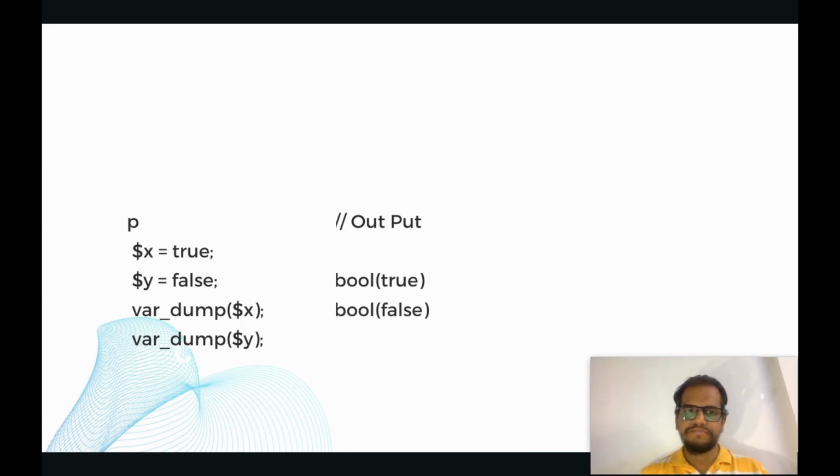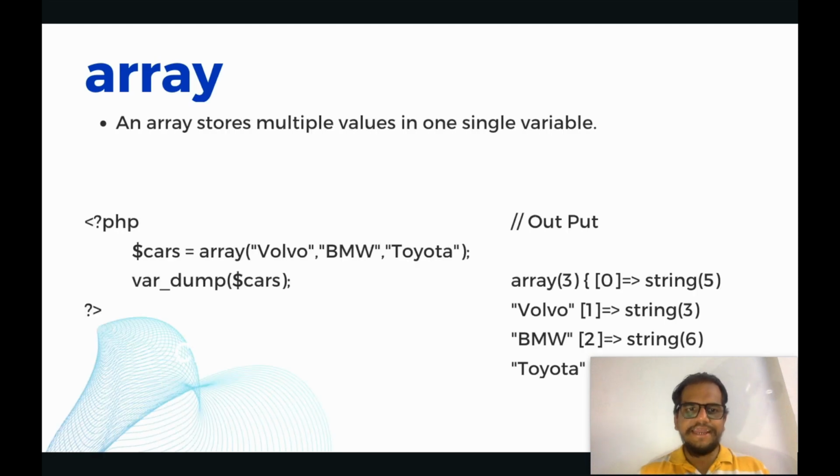Next, array. An array stores multiple values in a single variable. So in only one variable, we can store multiple values, like 5 strings, 10 integers, whatever we want. We can store a mix, only strings, or only integers also. So this is the example here.